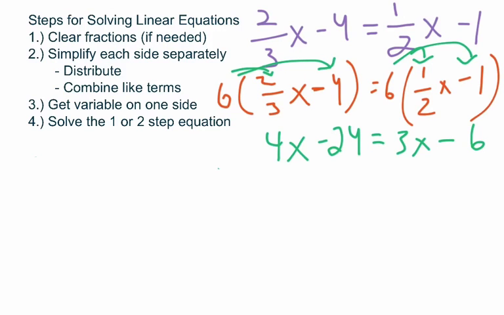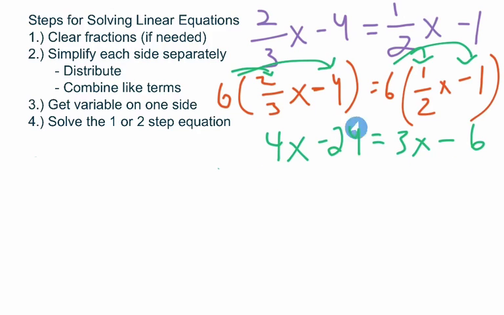It might result in something too big. Sometimes you might end up with a 12 here, but a 12 would have worked as well. We just have bigger numbers in the equation, so it's okay to do that. Now let's follow the plan. Now that we've cleared the fractions, we're going to simplify each side separately.